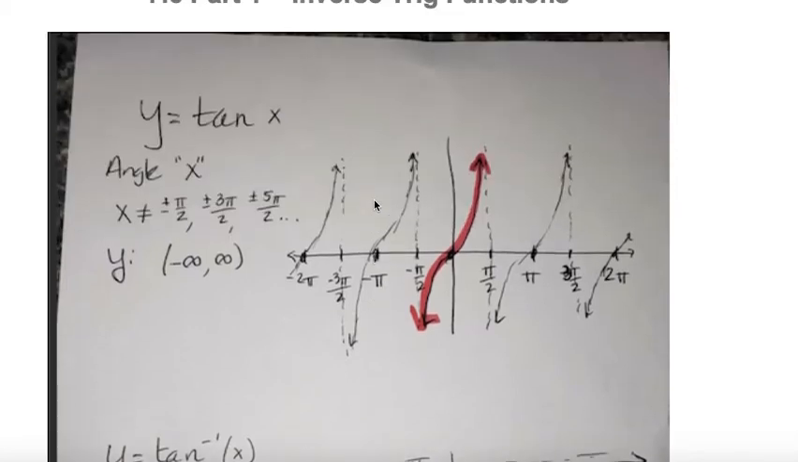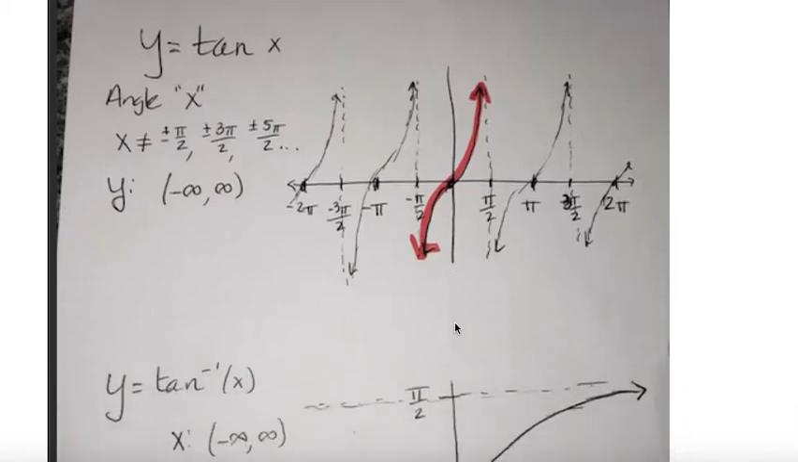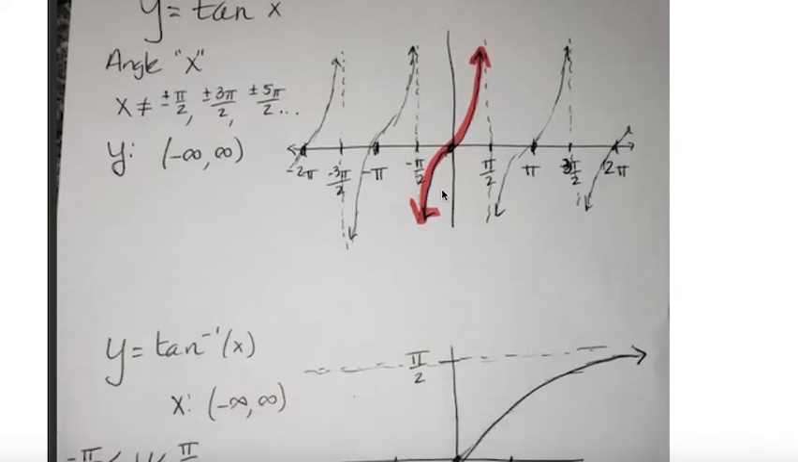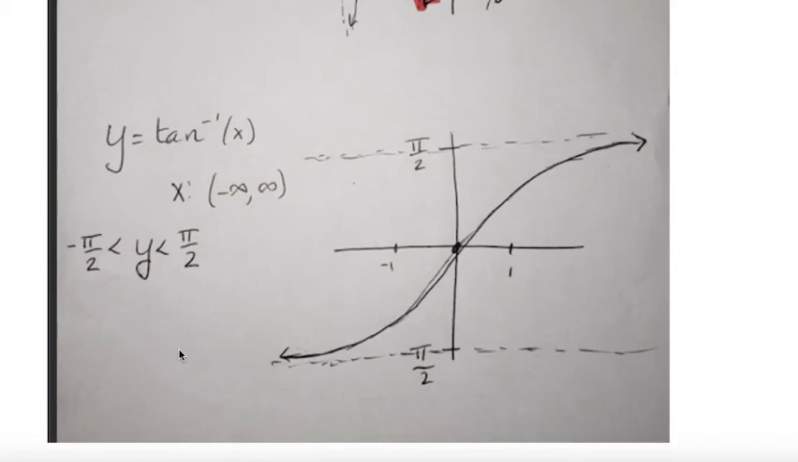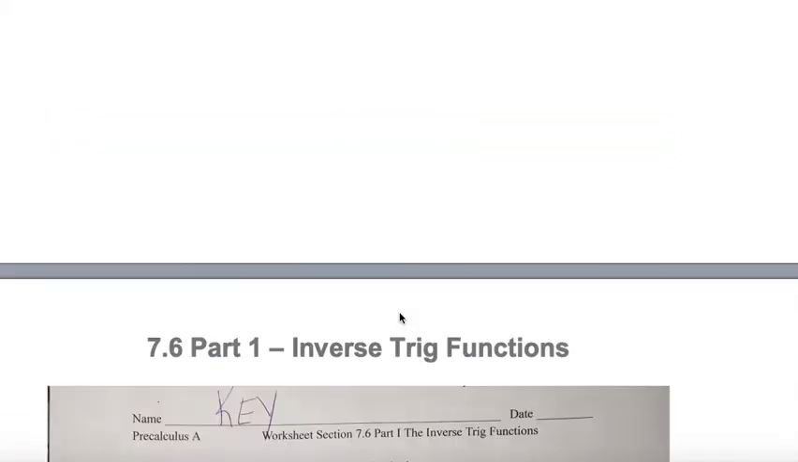And again, the range of the tangent function is all real numbers. This goes on indefinitely forever and in both directions. So since it's all real numbers for the output for the tangent function, that becomes all real numbers for the input of the tangent inverse. Okay, so let's take a look at the homework.